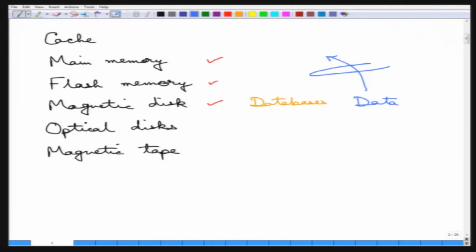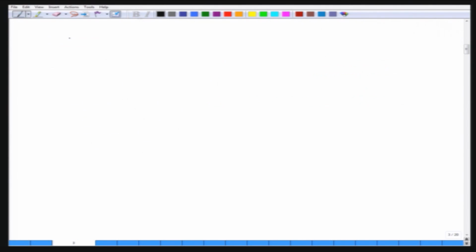So there is an overhead involved in bringing this data back from a magnetic disk to the main memory, and this is what is called the disk access time. Now before we analyze what the disk access time is, let us first try to understand what the magnetic disks that we will be talking about are.